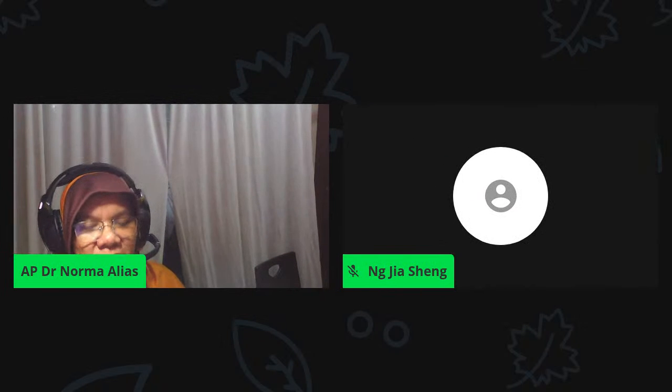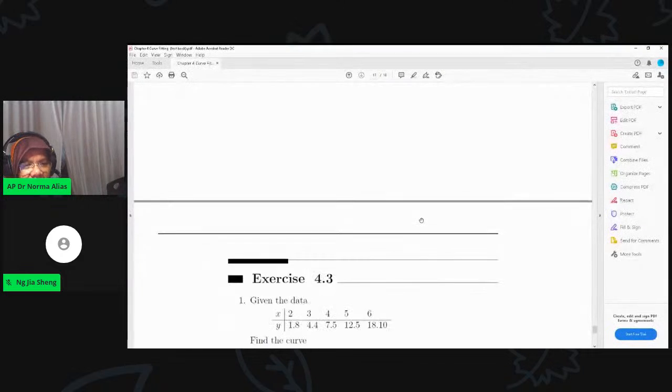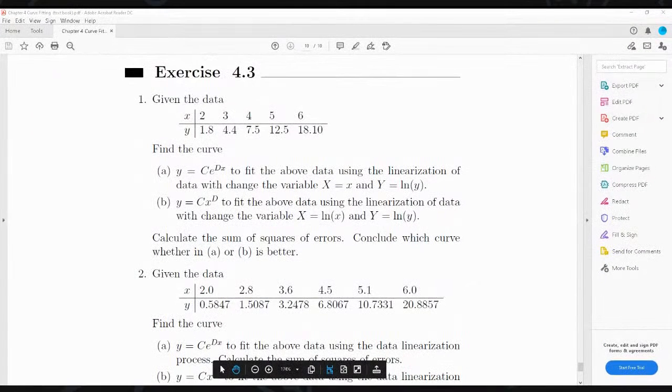All right. Since we stop sharing, we share another part. We go to the PDF file. There is exercise 4.3 here. This is a time for you to try to answer the question. I go to the specific question.